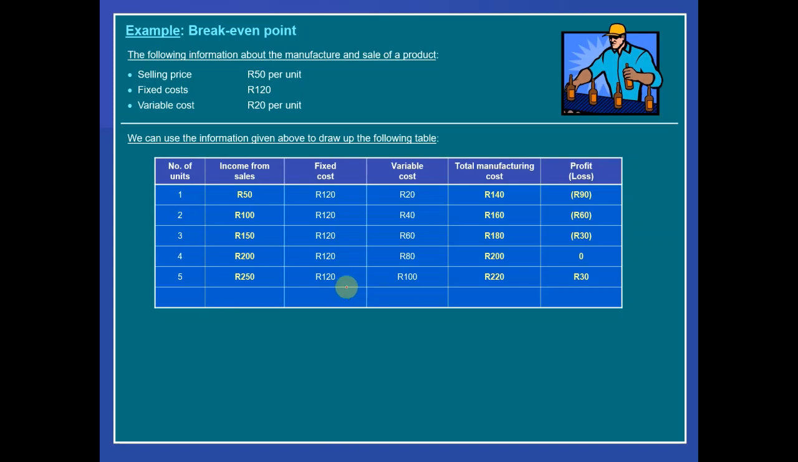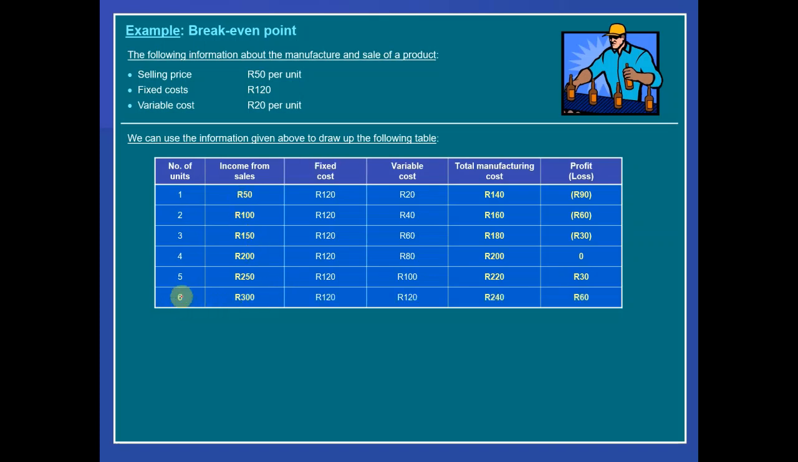If we sell 5 units, it's 50 Rand times 5, which is 250. The fixed cost stays constant at 120. Variable cost is now 5 times the 20, which is 100 Rand. Fixed cost plus variable cost is 120 plus 100, 220, which gives total manufacturing cost. Sales of 250 minus costs of 220 gives a profit of 30 Rand.